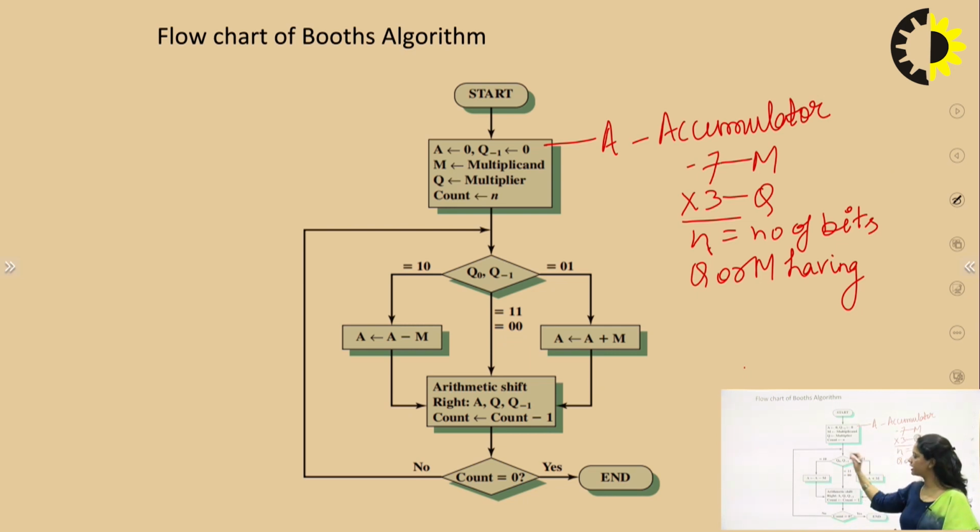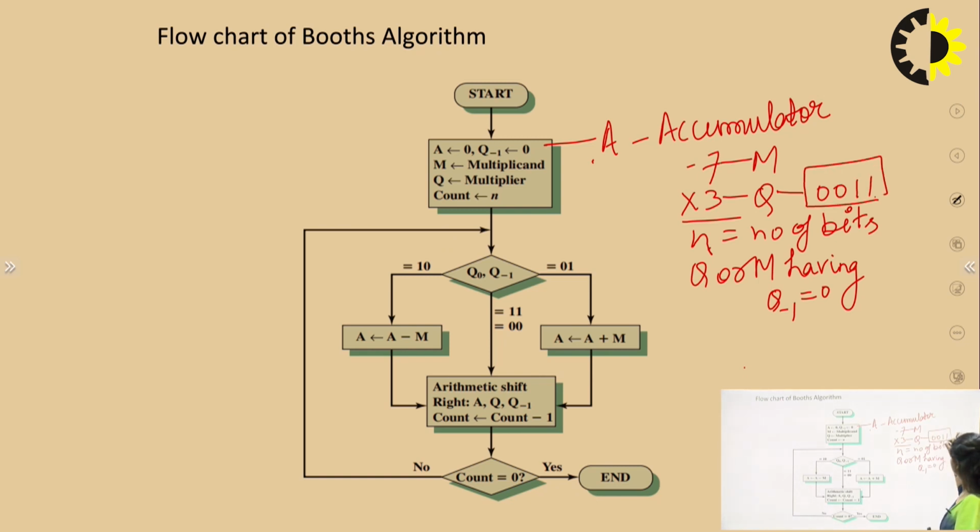Now we have to check the condition, whether our Q naught and Q minus 1 values will be 1, 0, 0, 1, 1, 1 or 0, 0. Now what is this Q naught and what is this Q minus 1? As we have stated here, Q minus 1 will be equal to 0 initially, we are setting it. And what will be the Q? That will be the multiplier. For example, here we'll take the binary code of 3, that is 0, 0, 1, 1. So 0, 0, 1, 1 is the multiplier, that is, Q will be holding this value.